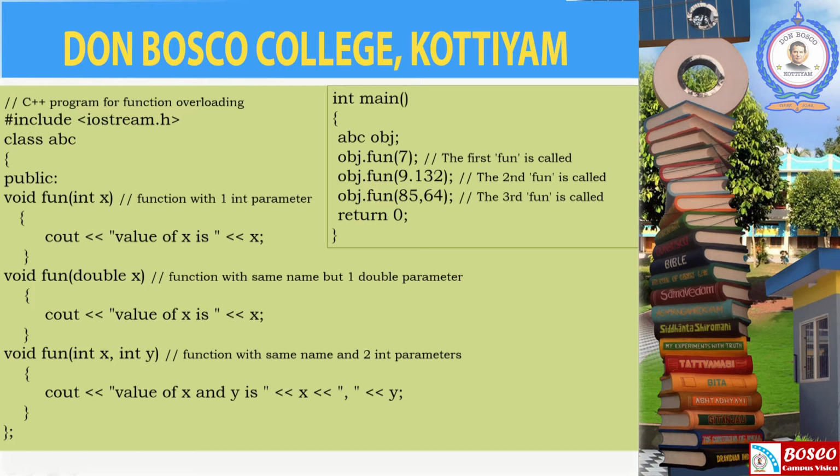In the first function there is only one parameter and it is of integer type. Second function is a double data type and there is only one parameter. And in the third function there is two parameters of type integer.